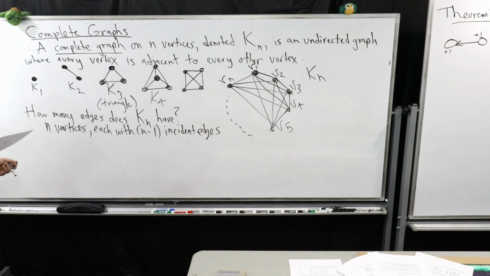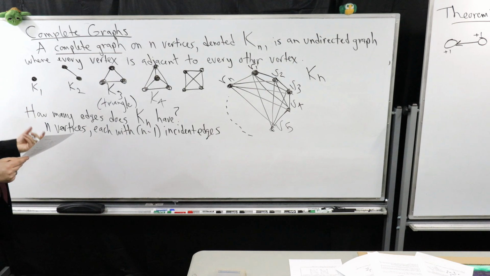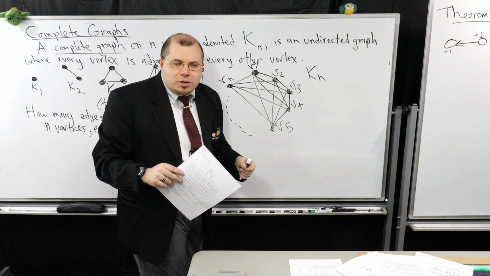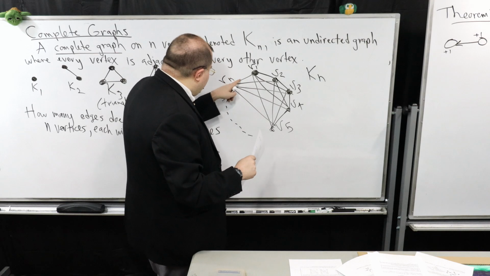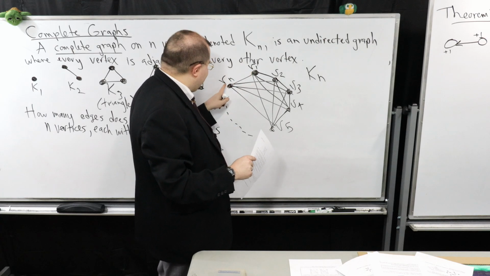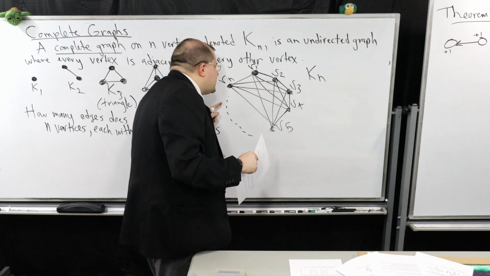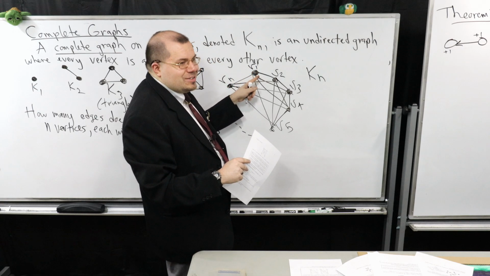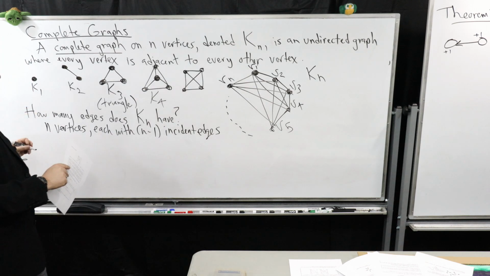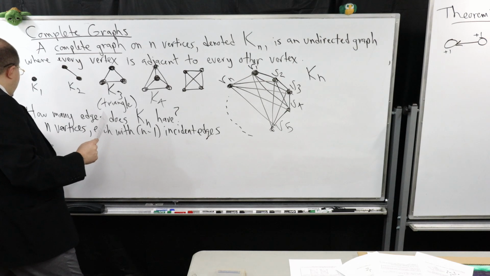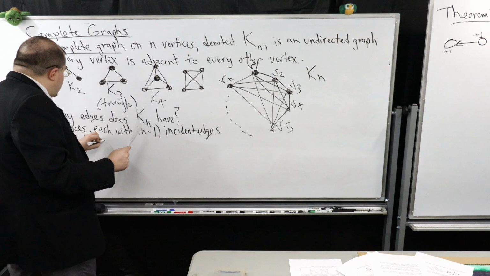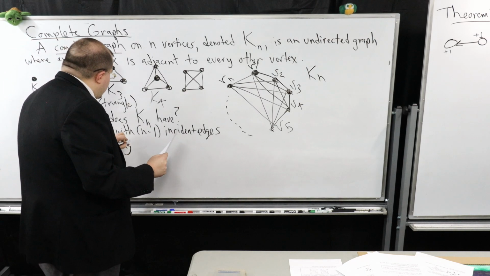So these are all of the ones I consider, right? But there's the thing I talked about, double counting. From this perspective, I counted this edge, but I also count it this way too, because I look at this vertex compared to this one. From this perspective, I'm also counting this edge. So I'm actually double counting the edges. So we have n vertices, each with n minus 1 incident edges, and we are double counting edges.